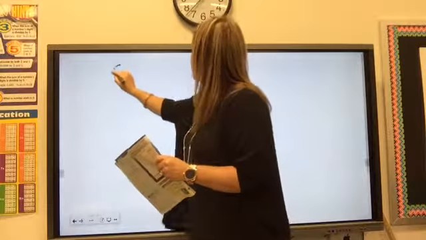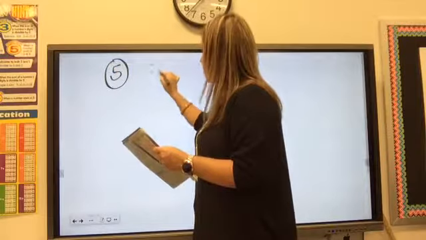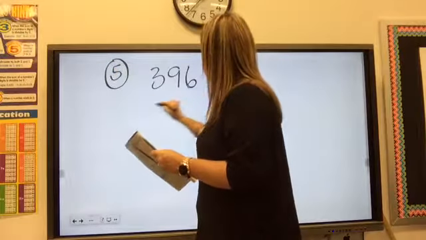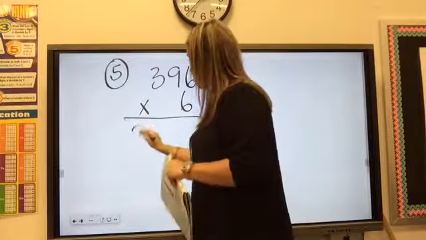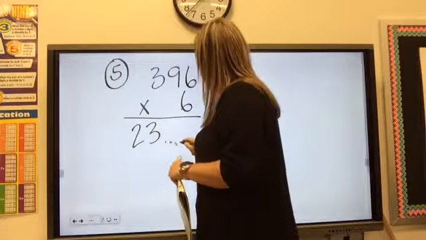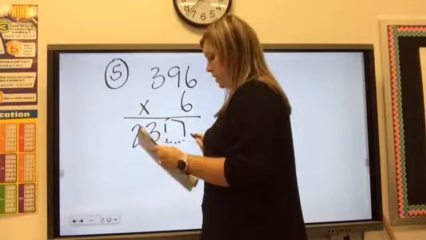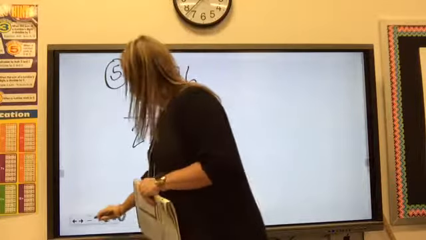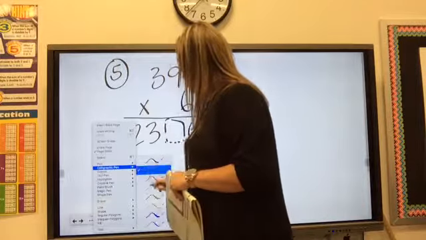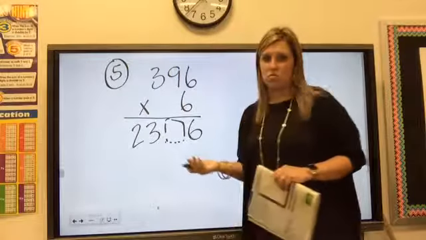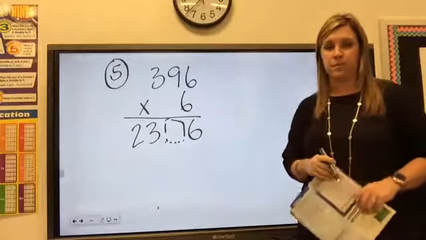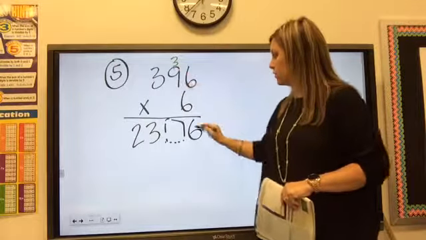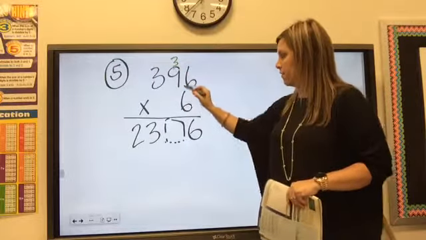number 5. Let's look at number 5. So we've got 396 times 6 equals 2, 3, and there's like a blank, and 6. Okay? Use another color so you can see what we're doing here. So you're going to do this normal multiplication. 6 times 6 is 36. I'm going to carry my 3, so there's my 6 there.